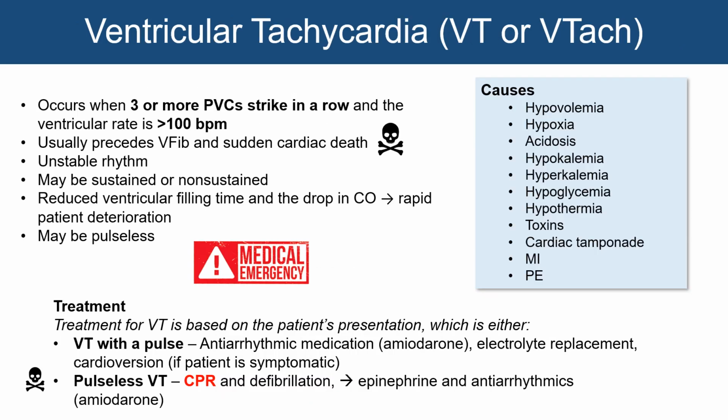Okay, so look what it can turn into. If you have 3 or more premature ventricular contractions in a row that are fast, so more than 100 beats per minute, we're going to call that VTAC, ventricular tachycardia. This is an unstable rhythm, and it could be sustained or non-sustained. This means that your patient can be in normal sinus rhythm, and then all of a sudden they go into VTAC for 10 beats, 5 beats, 3 beats.